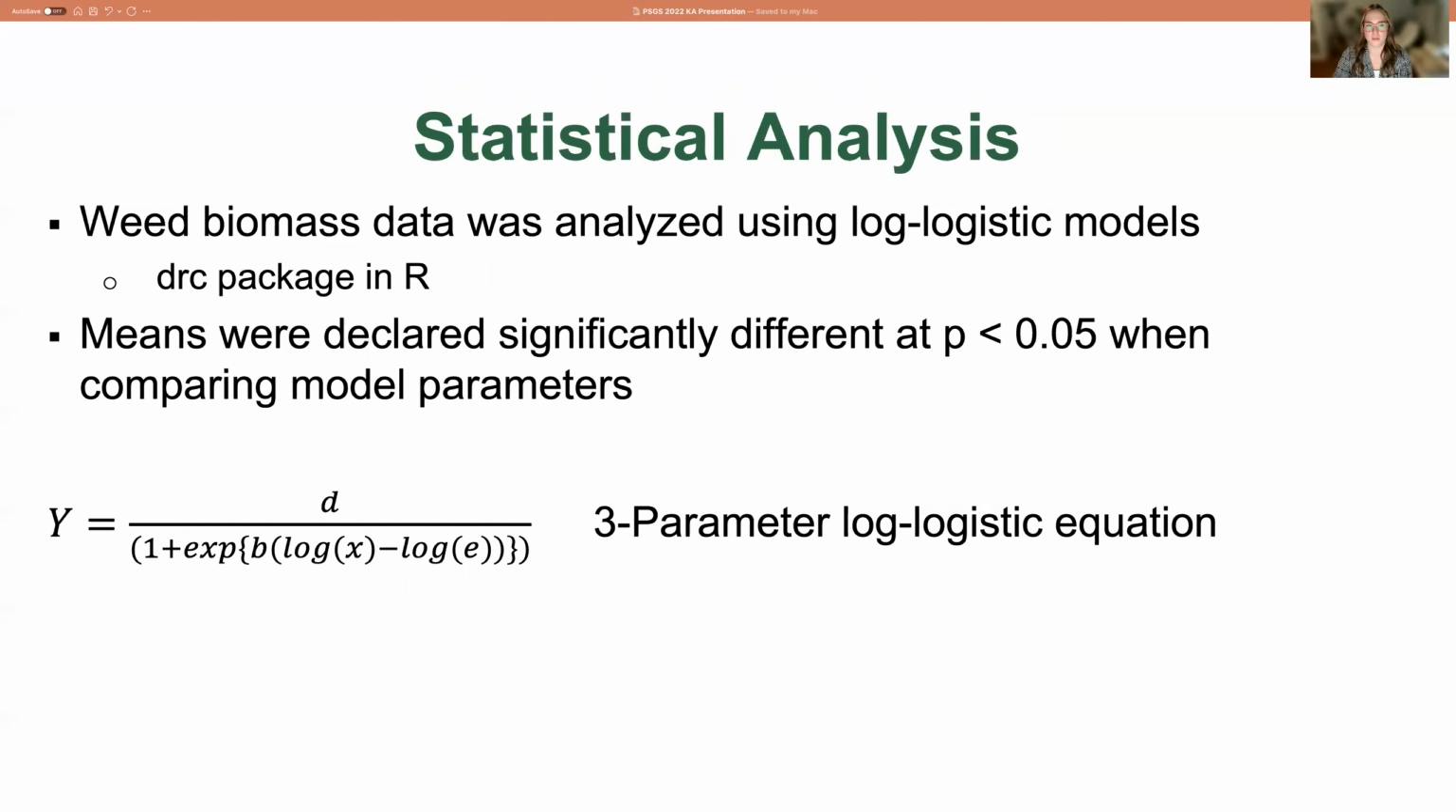So for this analysis, means were declared significantly different at p < 0.05 when comparing the model parameters. On the slide here is a 3-parameter log logistic equation, and this is what all of my models ended up being. Y represents the biomass, D is the upper asymptote, E is the ED50, which is the effective dose to reduce biomass by 50%, and B is the slope around the ED50.